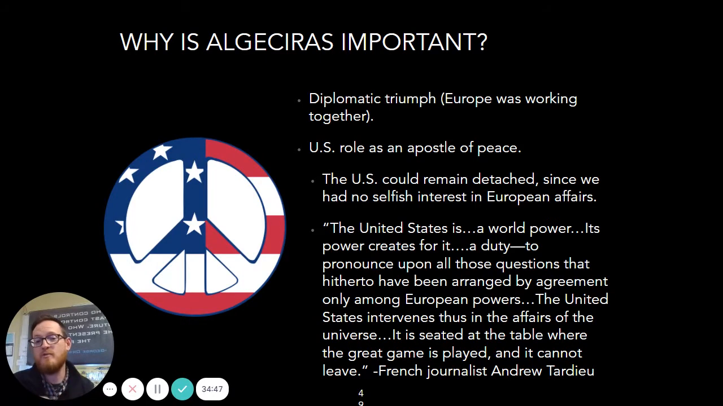People said the U.S. could remain detached because we didn't have the interests going back to the old European rivalries and all that. So the U.S. stepping in, we're kind of like that third party that could step in and help with that.